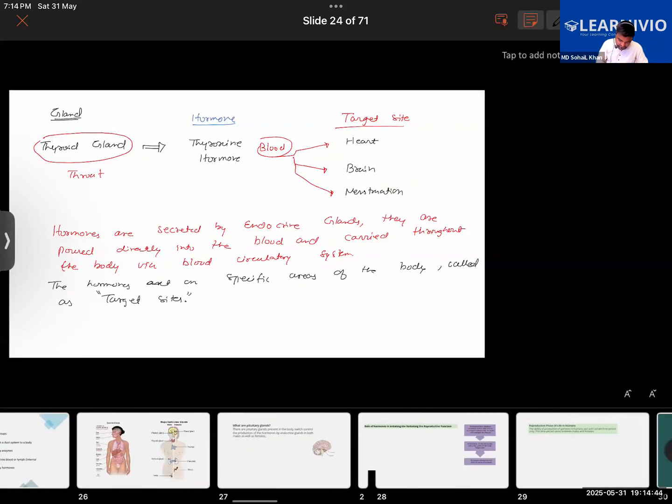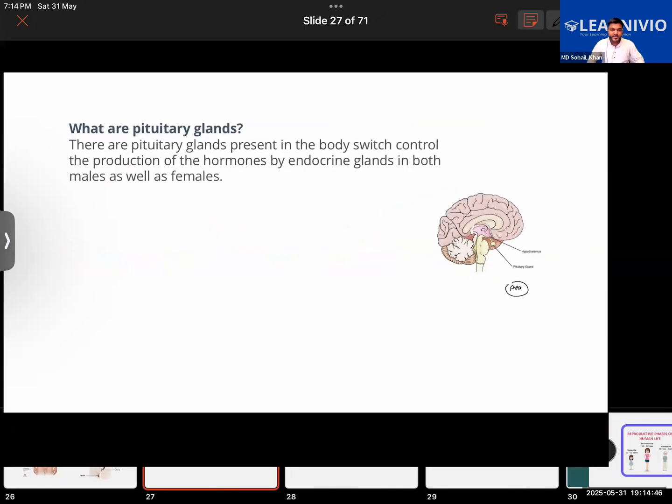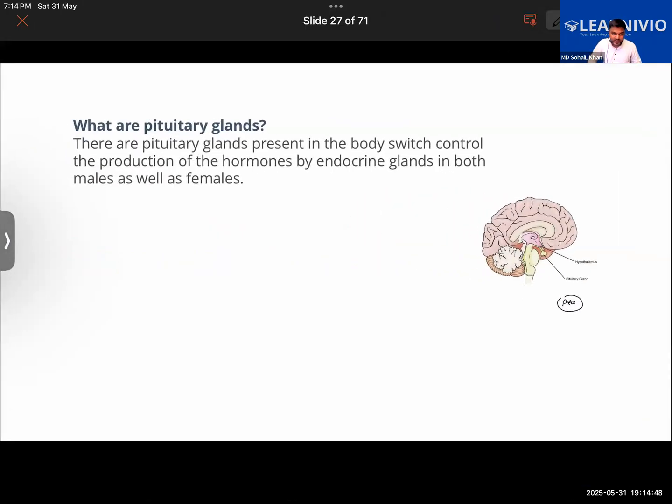Let us now learn about the different endocrine glands. First we have the pituitary gland, the master of all glands. All of you turn your cameras on. Hanvi and Fatima, keep your cameras on, I mean to say.